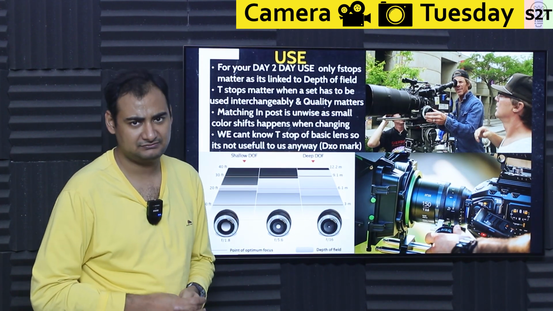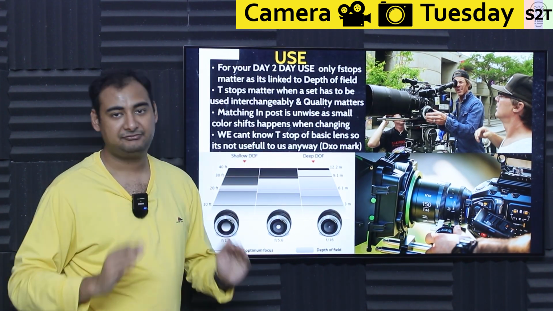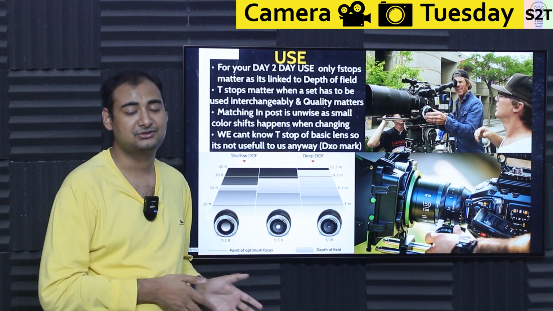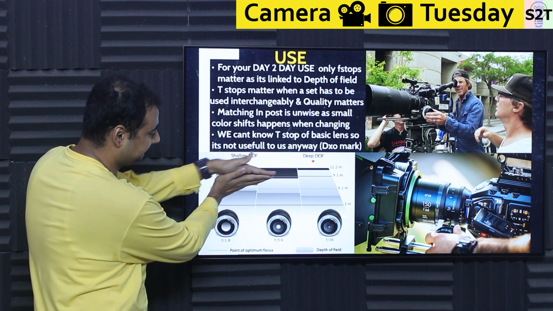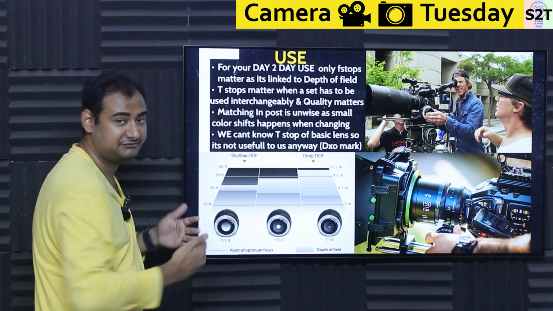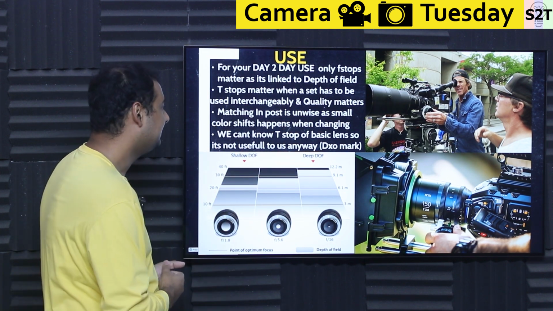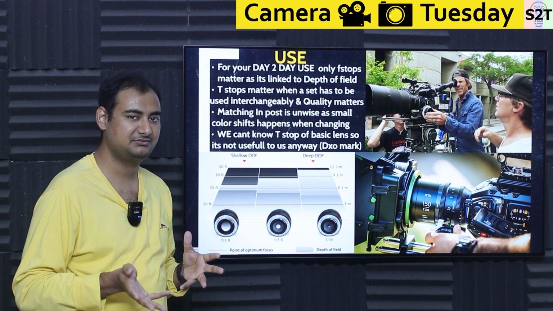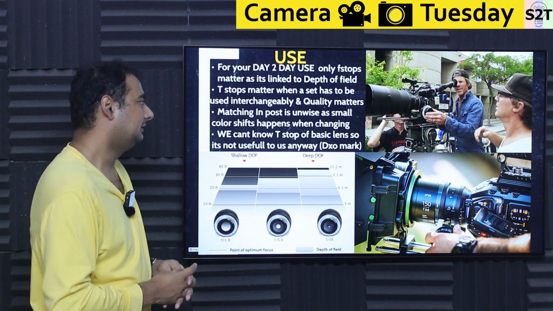So what are the uses of this T-stop? Well, in your everyday, day-to-day life, you do not have to worry about it. F-stop is more than enough, and that's how you control your depth of field, basically how much depth of field there is. So why worry about T-stop? And T-stop is not interchangeable in the same way you might think.